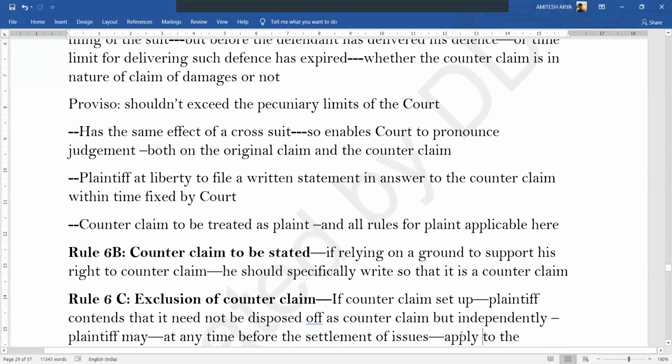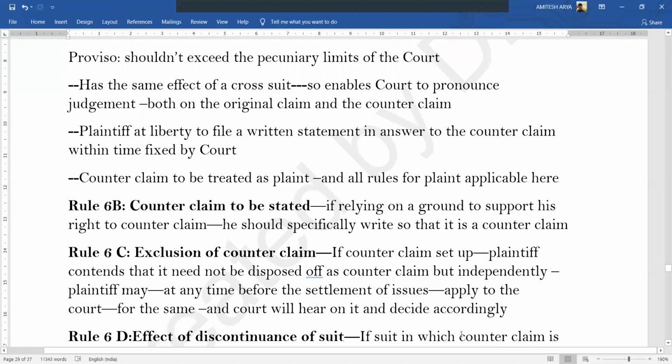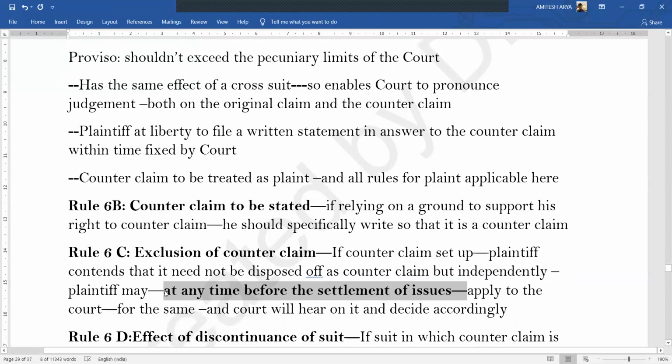Now, what is Rule 6B? Counterclaim has to be stated if you're relying on certain grounds for showing that this and such counterclaim exists. You have to obviously state that, you have to specifically write that. 6A is the exclusion of the counterclaim. That is a right of the plaintiff that the plaintiff can go and contend that please do not dispose of this particular thing as a counterclaim, but separate it out, do it independently. And this can be done at any time before the settlement of issues. He can apply to the court. Court may decide accordingly that what should be done.